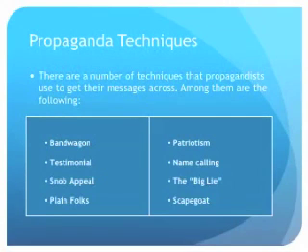There are a number of techniques that propagandists use to get their messages across, and there are more than I've got on this list, but for the time being and for the purposes of this presentation, and you're seeing what the Nazis did, we're going to limit ourselves to 8 of these techniques. The 4 on the left are what we're going to look at in this presentation. They're called bandwagon, testimonial, snob appeal, and plain folks.